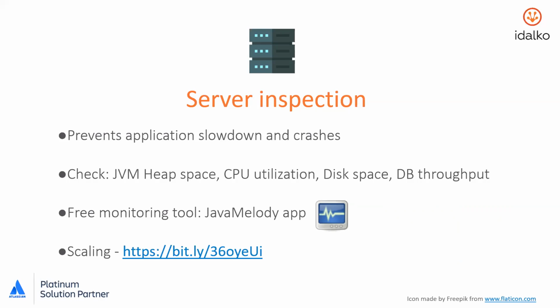Diagnosing some other server issues is easier if you use monitoring tools, but even if you don't, there's a free app called Java Melody. It's an add-on that constantly says that it's not supported, but it is. You simply have to download it outside of the Atlassian Marketplace, on the vendor's pages. It monitors CPU, RAM, and database utilization.